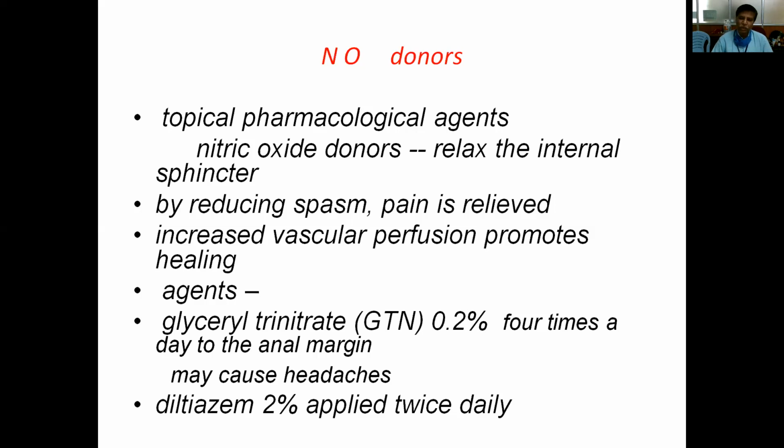So the same can be given here in the form of an ointment locally, which will try to relax the internal sphincter muscle. And the only disadvantage with this is the severe headache. Some people will suffer with it. When it is absorbed into the system, it causes severe headaches. And another agent is diltiazem 2% applied twice daily. These two are the nitric oxide donors which are used locally to relieve the spasm of the muscle. So this forms a part of the conservative management.